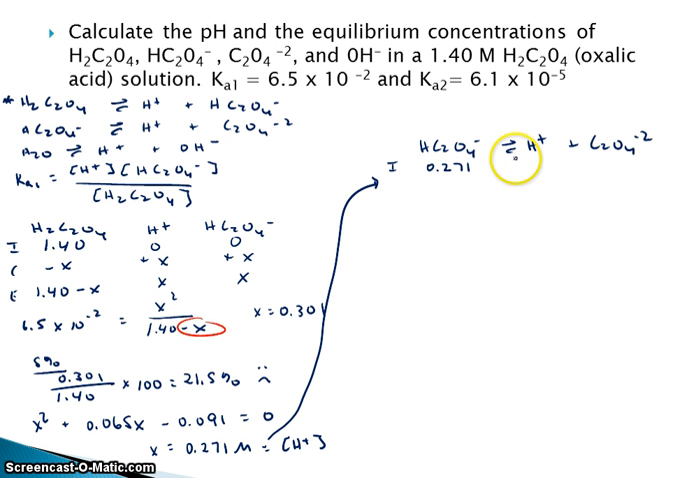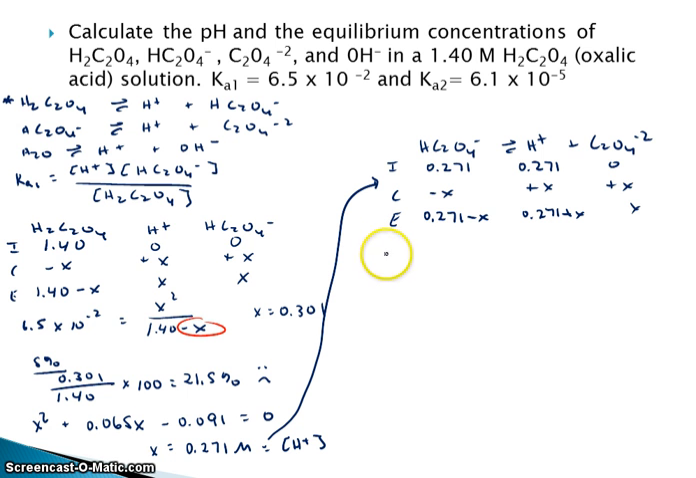The concentration of our hydrogen is going to be 0.271. And we haven't mentioned oxalate ion yet, so that'll be 0. Our change, minus x, plus x, and plus x. So at equilibrium, we'll have 0.271 minus x, 0.271 plus x, and x.